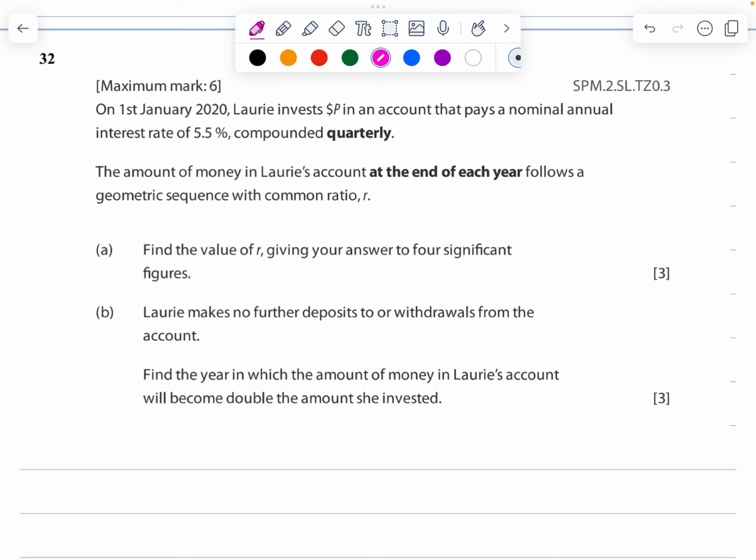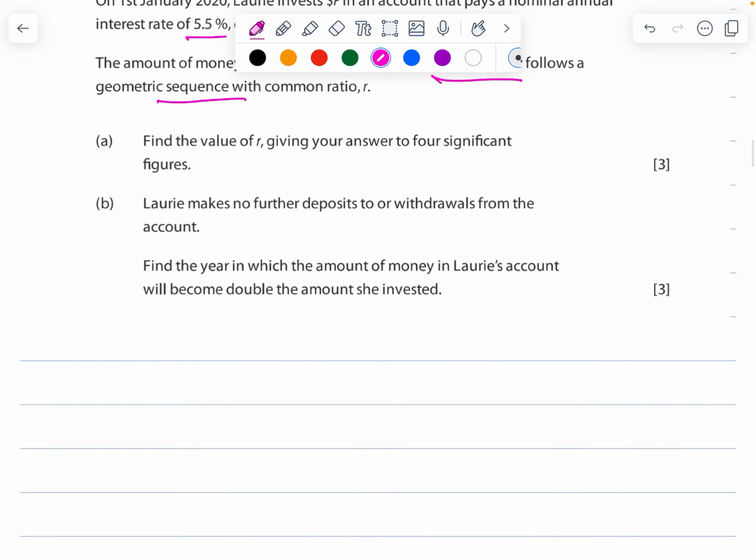Question number 32. On 1st January 2020, Laurie invests $2,000 in an account that pays a nominal annual interest rate of 5.5% compounded quarterly. The amount of money at the end of each year follows a geometric sequence. Find the common ratio. So the common ratio is going to be 1 plus 5.5 divided by 100, and again it is quarterly, so divided by 4. Because of quarterly, we are writing 4. So it will become 1.056.